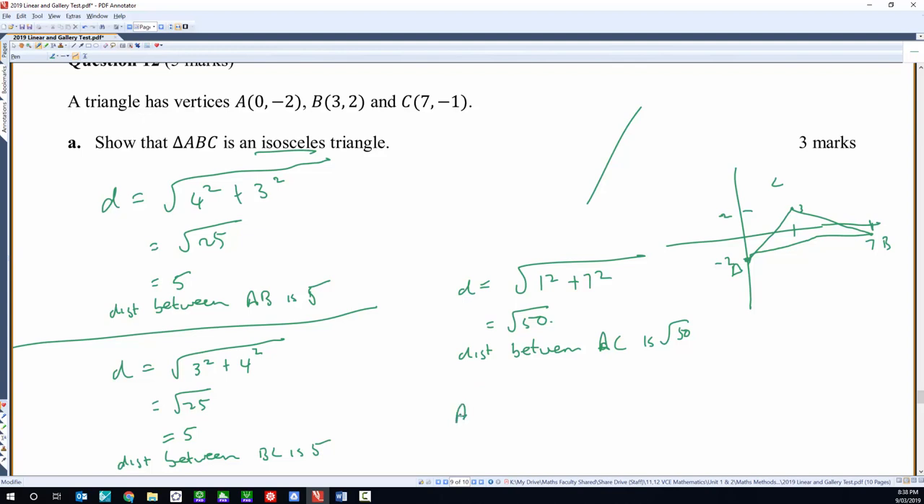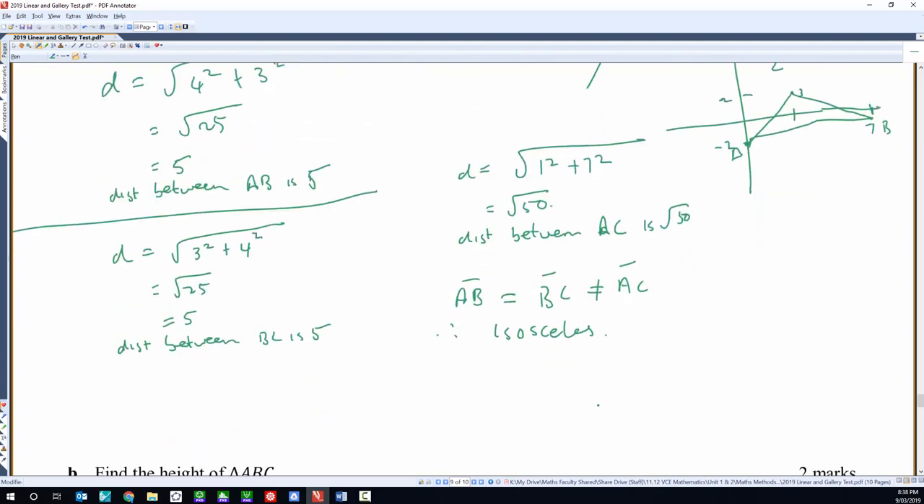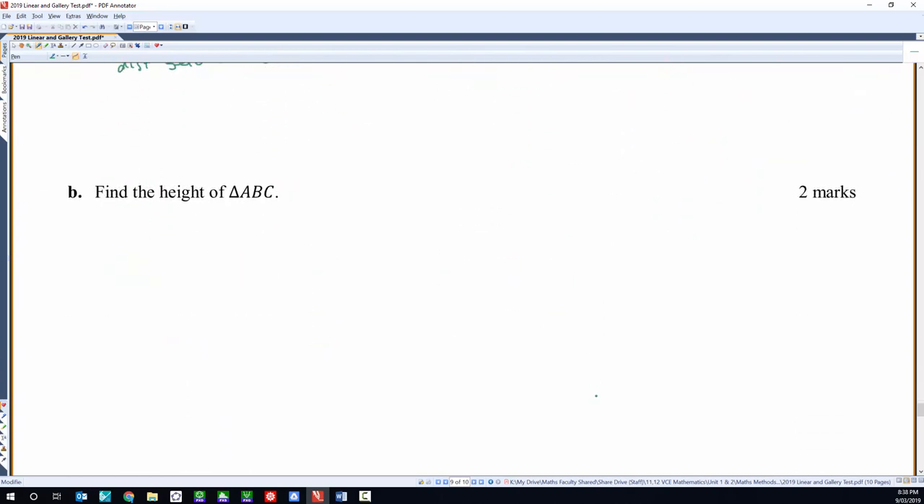So AB equals BC, which is not equal to AC, therefore it is isosceles. So now that we've established that, what we had to do was find the height of that triangle. So let's just do what it was.